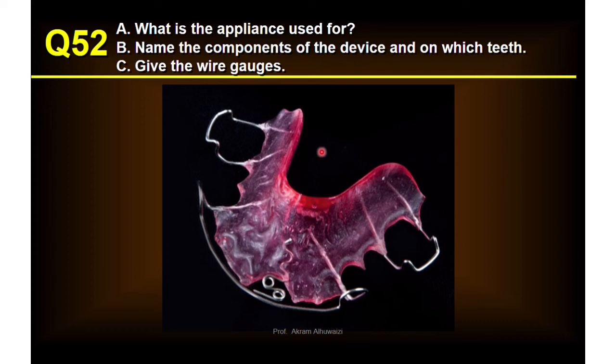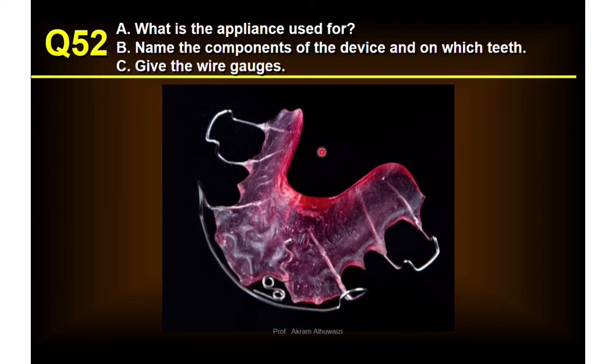Name the components of the device and on which teeth. On this upper removable appliance, we have retentive component, which is the Adams clamps on both first molars, and then we also have labial bow covering from canine to canine. And then we also have a Z spring as an active component to push the incisor labially. And then apart from that, we also have base plate that holds all the components together.